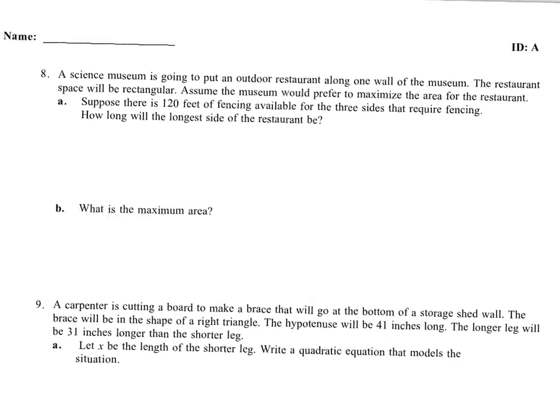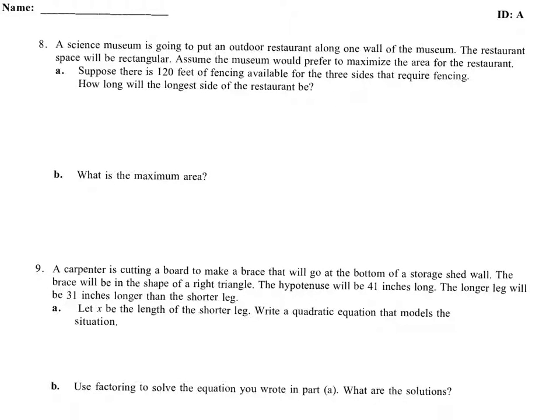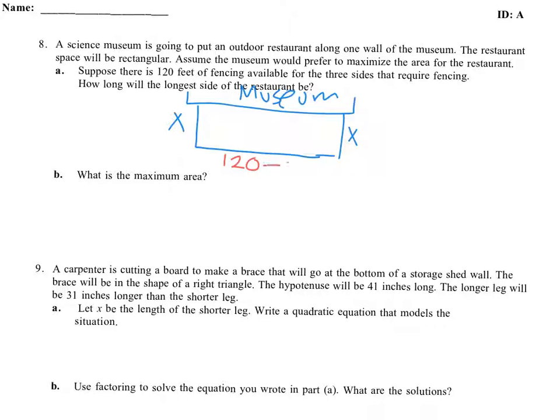Next up, we've got a fencing problem. I'm going to start off by drawing my museum. And we're going to set up our fencing in a rectangular space. We know that the total fencing is 120. I'm going to set the vertical parts equal to x. And you might remember when we set these problems up before, we've got the total minus 2x for that third side.